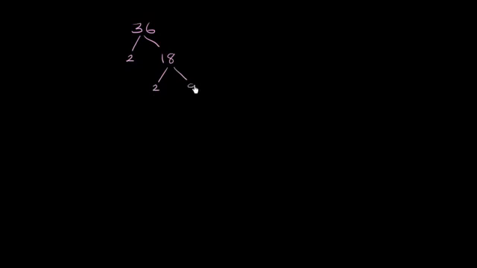2 times 9. So now 9 is a composite number that we haven't fully factored. Obviously, the 2's are both prime. 9 is not divisible by 2, but it is divisible by 3. 9 is 3 times 3. So we can say that 36 is equal to 2 times 2 times 3 times 3. This is its prime factorization. All of these numbers are prime.